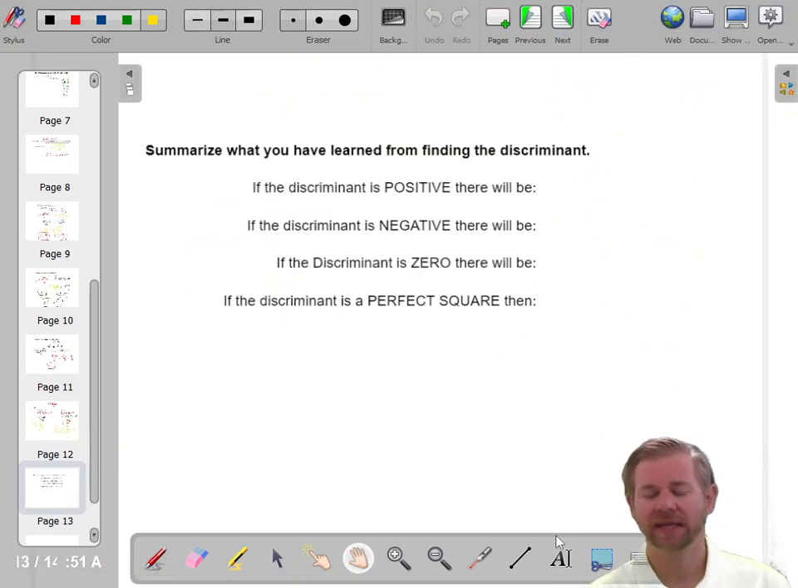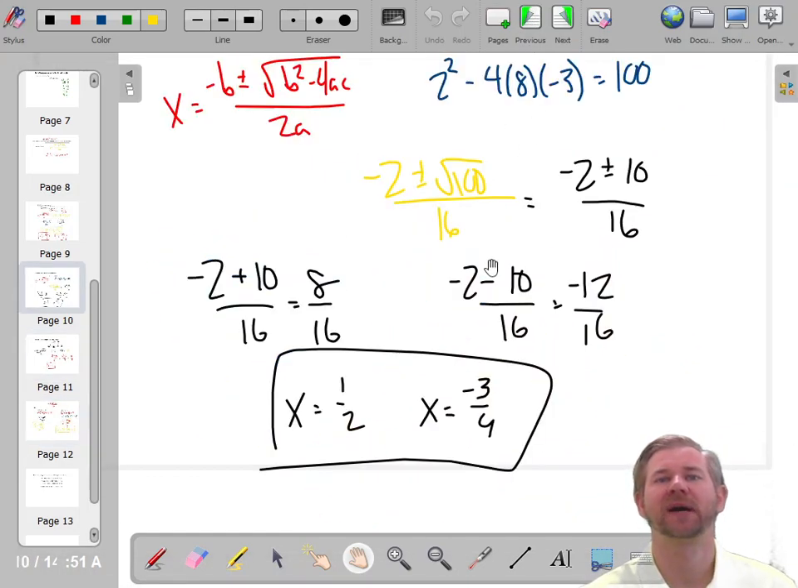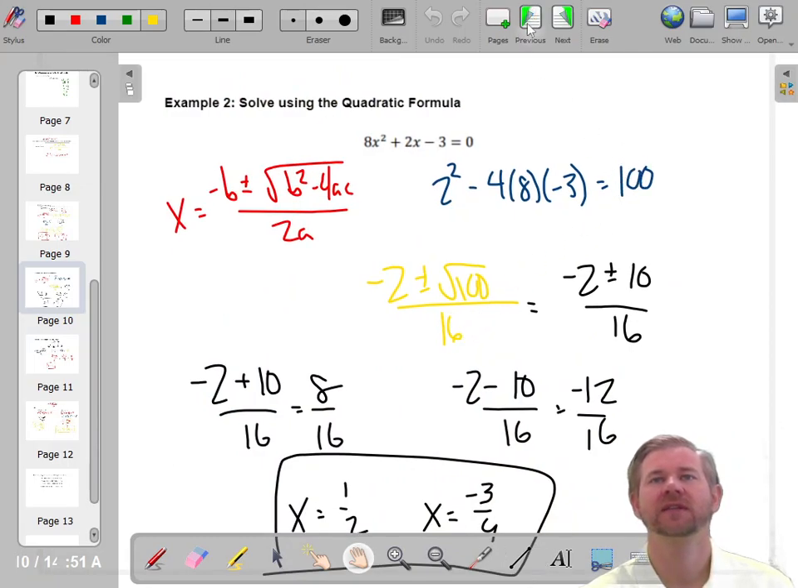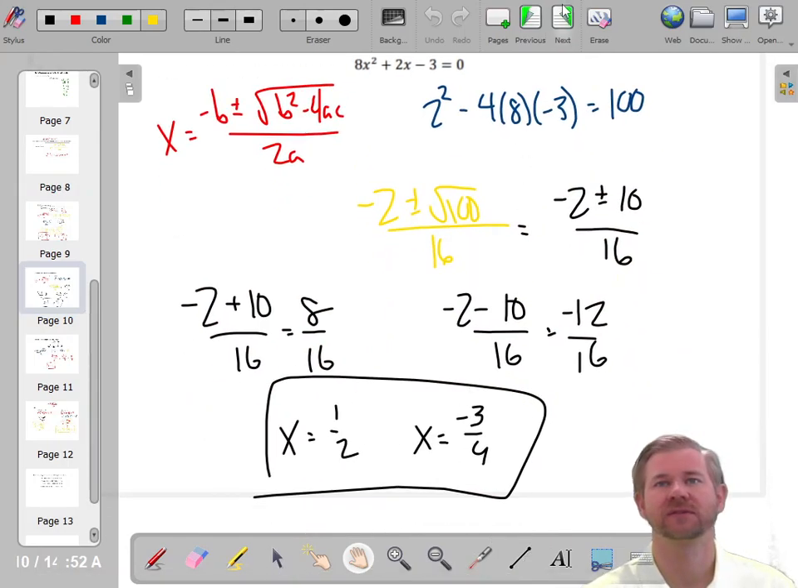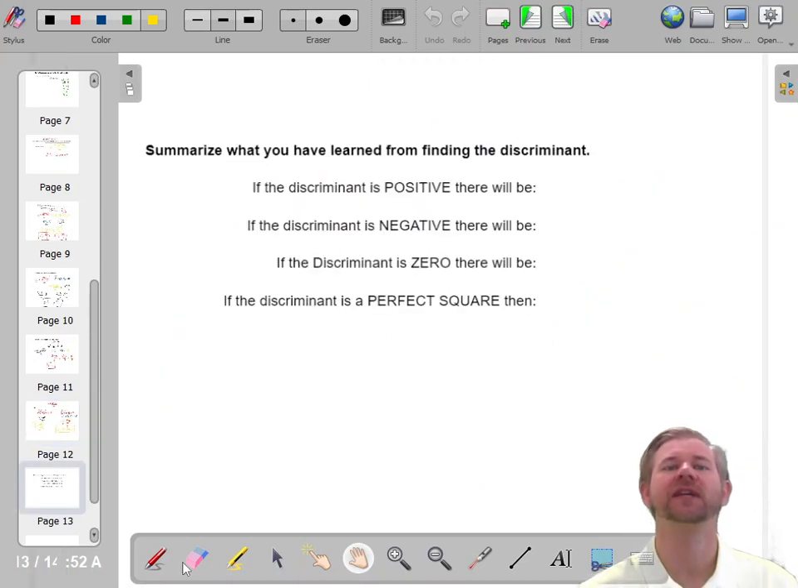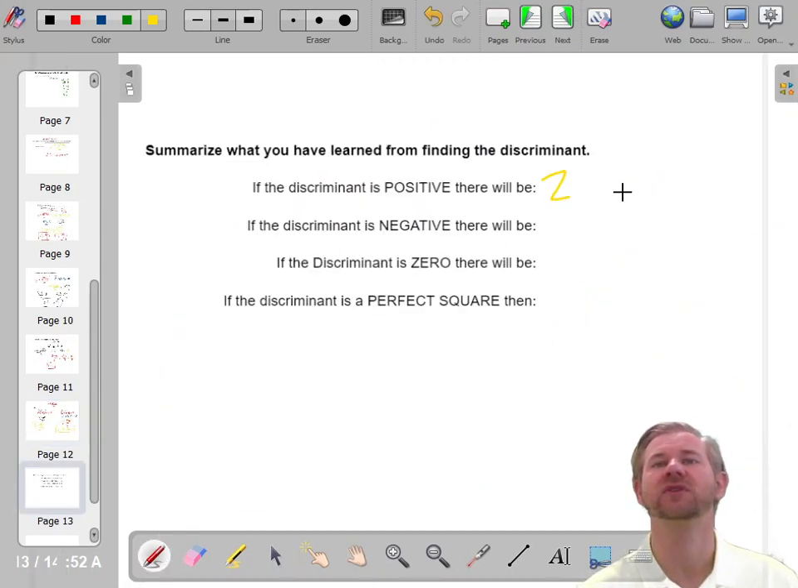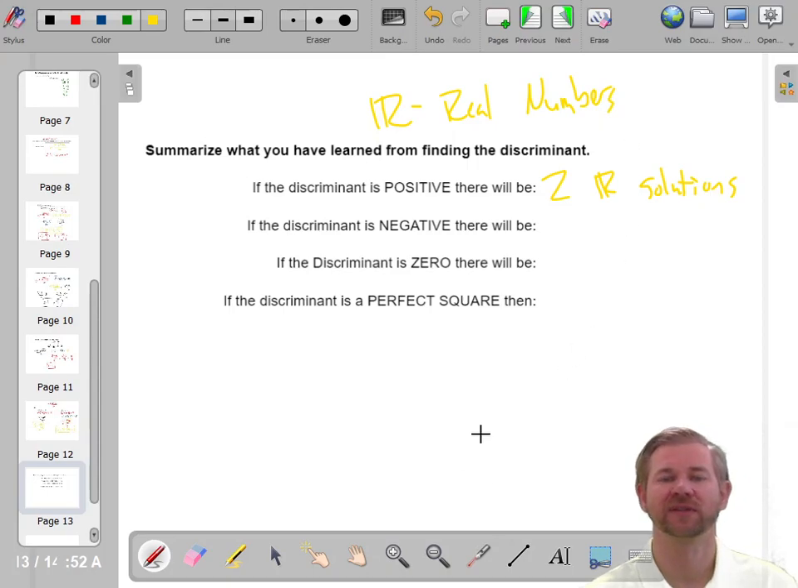So last thing I want to do is sort of summarize what we have seen. If the discriminant is positive, so here, that was a positive 24. This was a positive 100. This was a positive 112. There are going to be two answers. That's just one answer. This one had two answers, plus and minus. So the first thing is there will be two real solutions. Two real, I'm using that symbol again, solutions. This means real numbers. Talk more about those sets later.